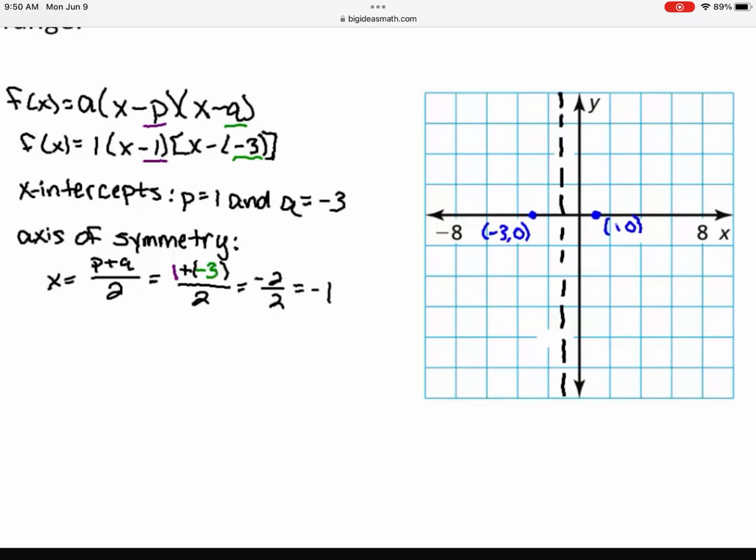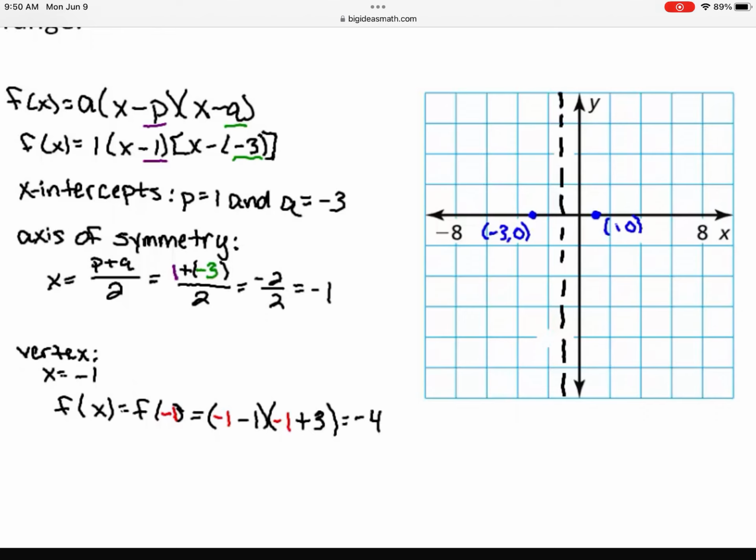Next, find and plot the vertex. The x-coordinate of the vertex is negative 1. To find the y-coordinate of the vertex, substitute negative 1 for x in f of x and simplify. f of negative 1 equals the quantity negative 1 minus 1 times the quantity negative 1 plus 3, which simplifies to negative 4. So the vertex is negative 1, negative 4. Now draw a parabola through the vertex and the points where the x-intercepts occur.